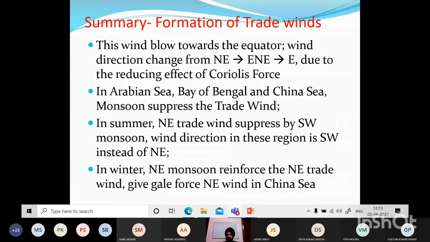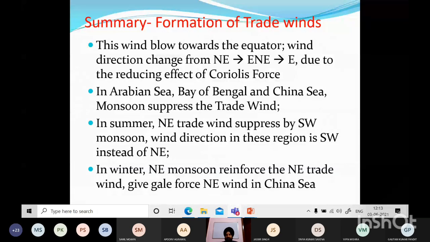So this wind blows towards the equator changing direction northeast to east, northeast to east due to the reducing effect of Coriolis force. And Arabian Sea, Bay of Bengal, China Sea, monsoon suppress this trade wind. So यहाँ पे monsoons are strong. The monsoon is basically an Arabic word, means seasonal. Monsoon means seasonal winds.